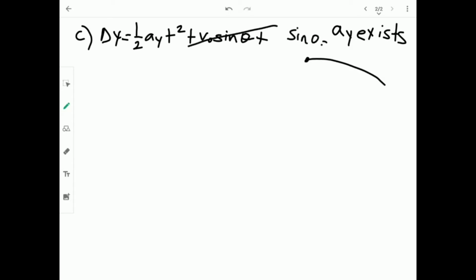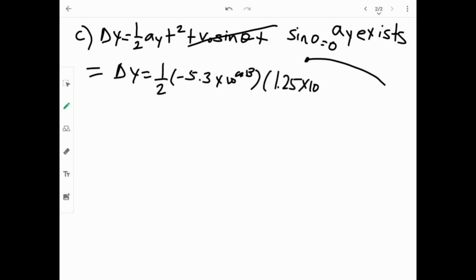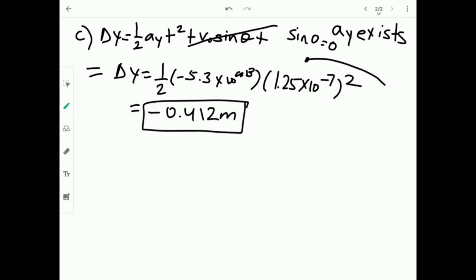So substituting, we get delta y equals half times minus 5.3 times 10 to the 13, and the time is 1.25 times 10 to the minus 7, all squared. So we should get delta y to equal minus 0.412 meters. So that's the vertical displacement the electron experiences while in the electric field.